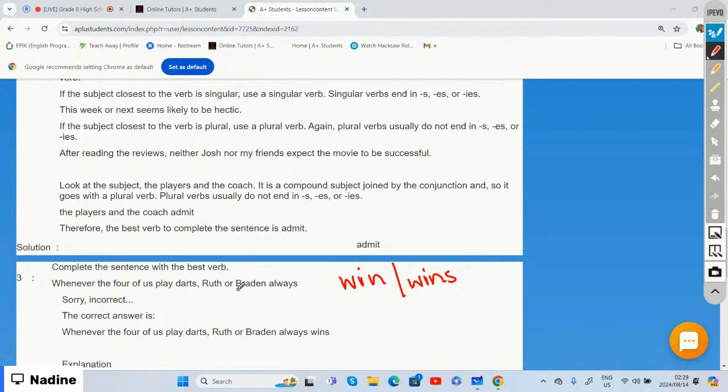And remember, we said it's either Ruth or Brandon, it's not both of them, which means that we're only referring to one person. So whenever the four of us play darts, Ruth or Brandon refers to either one of them, not both. Then we say wins, because when the subject closest to the verb is singular, we use a singular verb which ends in s, es, or ies. So it's wins, not win.